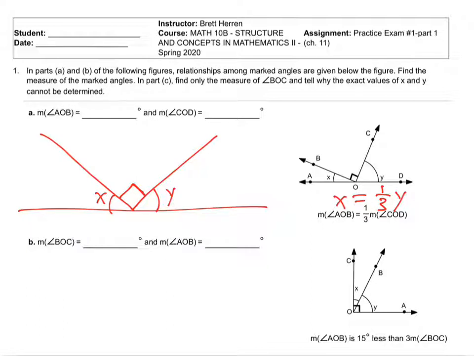Remember this problem? Part 1 is chapter 11, part 2 is chapter 12. This exam is chapters 11 and 12. So remember this is way back from 11-1. This is like our first week of class. What are we going to do to find X and Y? Yeah, good. How do we know X plus Y is 90?